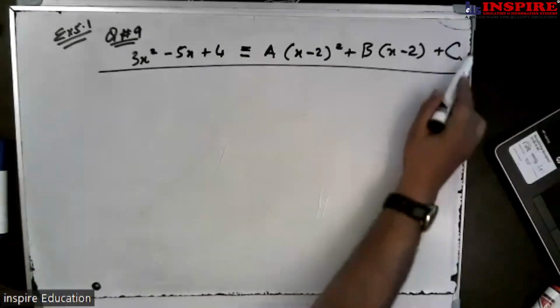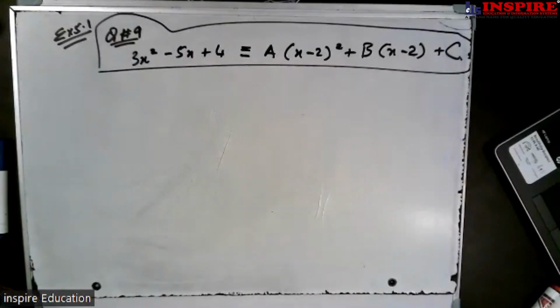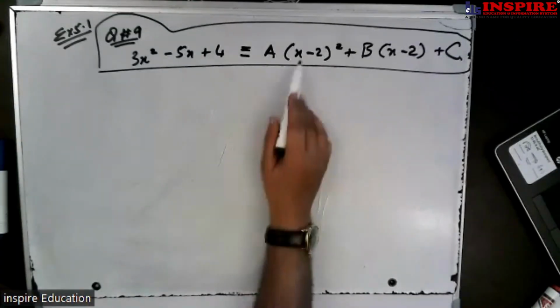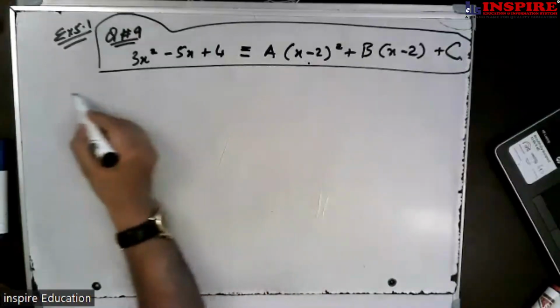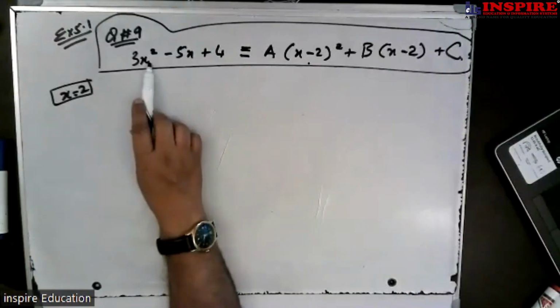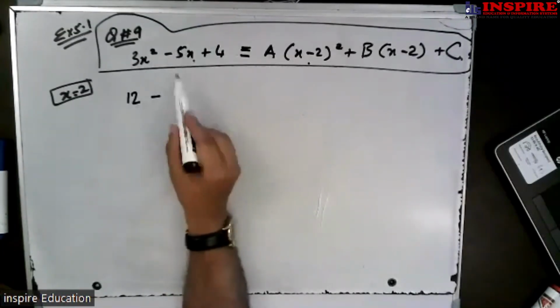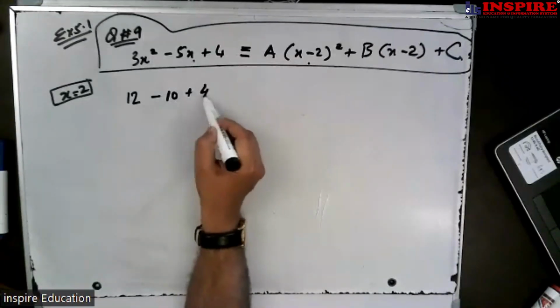This is similar to the example we did. But that example was done very slowly and very smoothly by me. Now I'm going to go a little faster. I look at these and I take the first one, x is equal to 2. I plug in a 2 here, 2 squared is 4, 3 4s are 12, minus 5 2s are 10, plus 4.